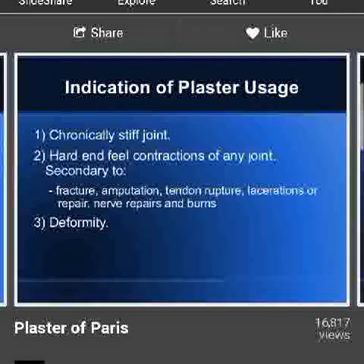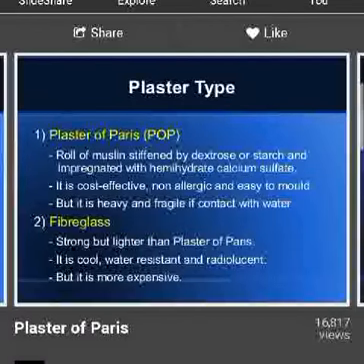Important indications of plaster usage are chronically stiff joints, contractures of any joint secondary to fracture, amputation, tendon rupture, lacerations or repairs, burns, and deformity. So these are the plaster types.